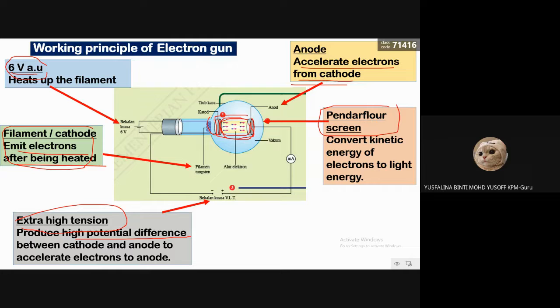When it starts moving, of course, you already know that everything that moves must have kinetic energy. So here, it has kinetic energy. After that, when it hits the fluorescent screen, the kinetic energy turns into light energy. That is the function of the fluorescent screen. It converts the kinetic energy of the moving electron into light energy. So you will see a dot or something, and sometimes they put a cross there. You can see there is a light and a shadow there. That one we will see later, after the Maltese cross.